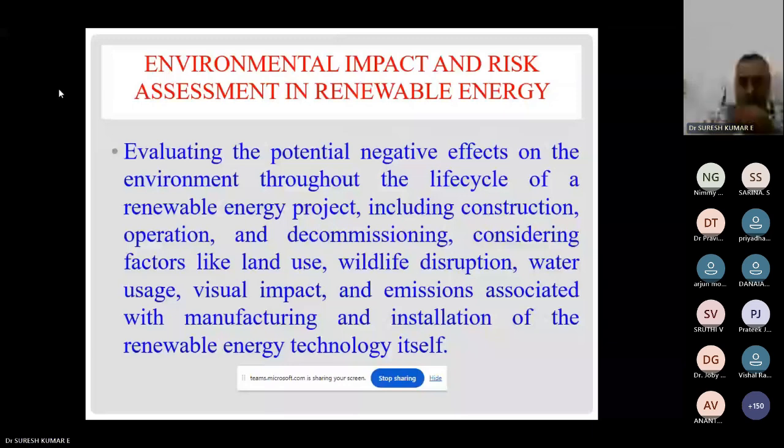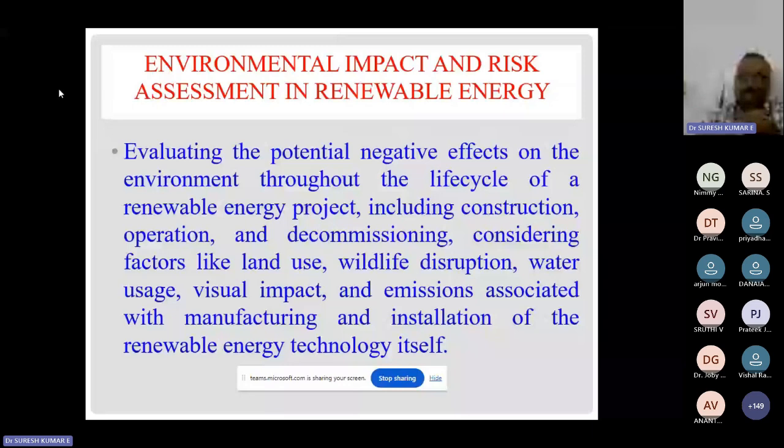What are the negative effects on the environment throughout the life cycle of the renewable energy process? Not only at the time of commissioning, but throughout the life cycle of the renewable energy project: at the time of construction, then at the time of operation, then decommissioning is a major issue. Decommissioning is not an easy task. So at that time, you should consider the land use, wildlife disruption, that's another issue, and water usage. Even for cleaning a small 1 square meter solar panel, we need sufficient water. So imagine, the best method to clean a solar panel is water.